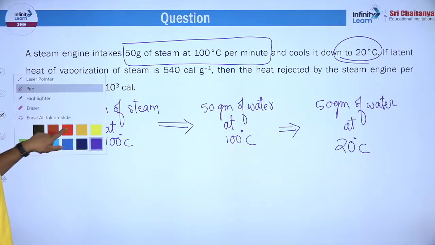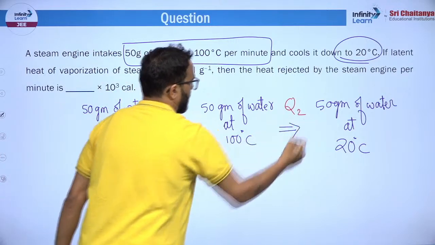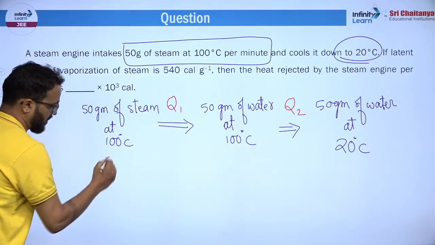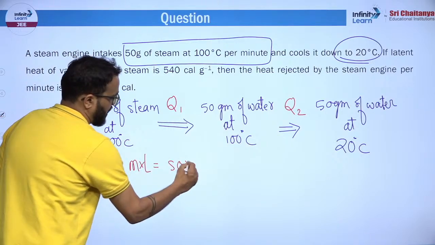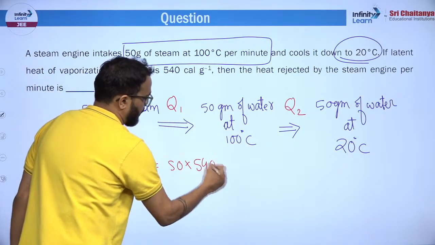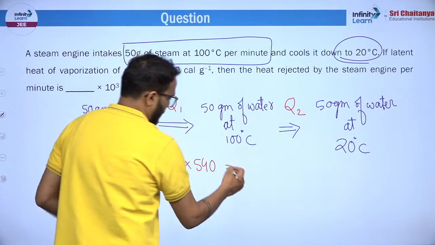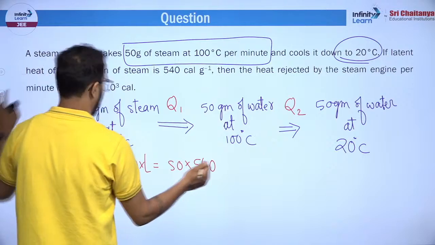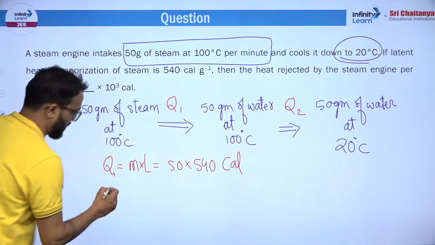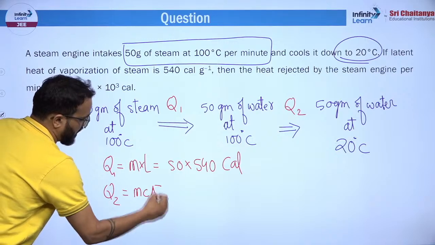OK, so let's solve it. Let's say this is Q1 and let's say this is Q2. So what is Q1? You will say, sir, Q1 is m into L, that is 50 into 540 calories per gram. So 50 into 540, whatever is the answer, this will be what? How much? You will say calories. Now next is what? Q2. Q2 is what? m c delta T.